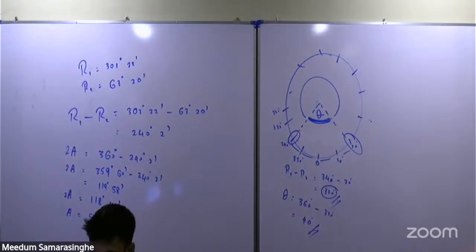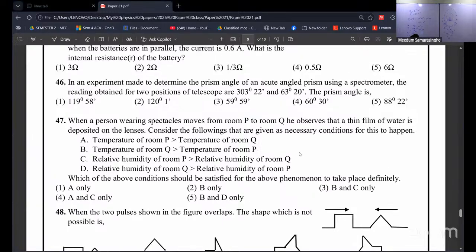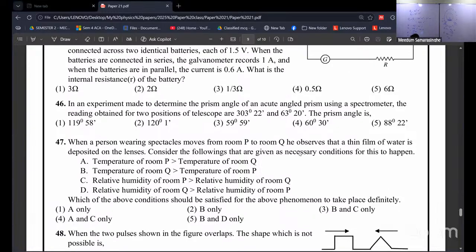Okay, next one. The 47th one. A person wearing spectacles moves from room P to room Q. He observes that a thin film of water is deposited on the lenses. Consider the following statements that are given as necessary conditions for this to happen.